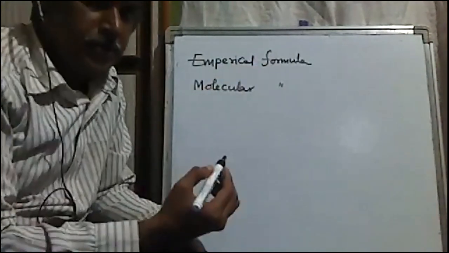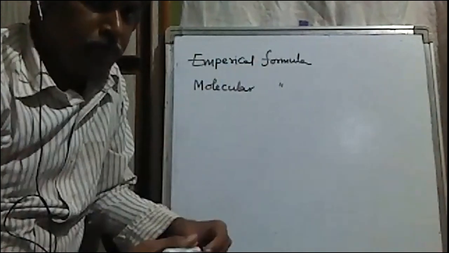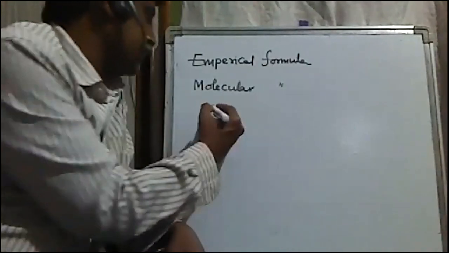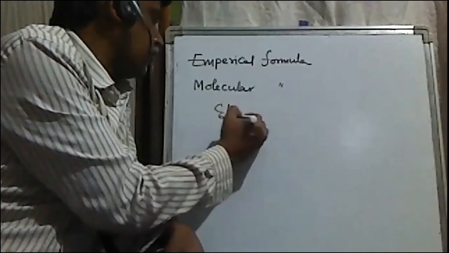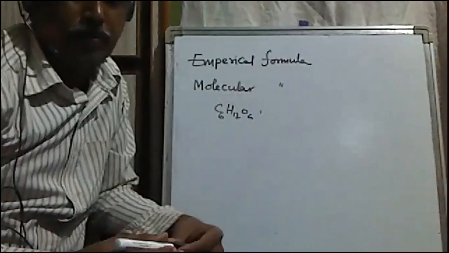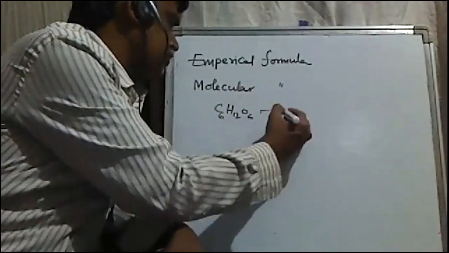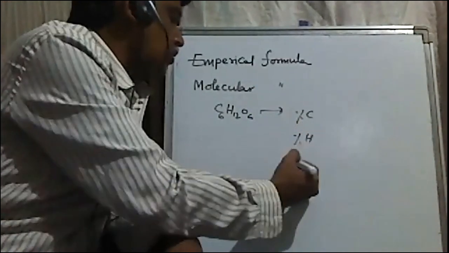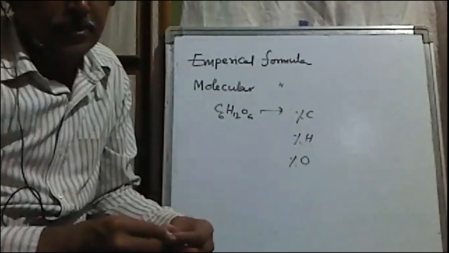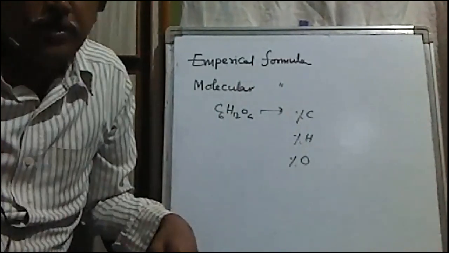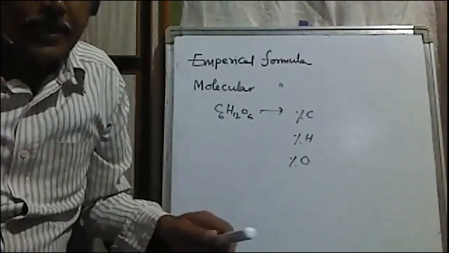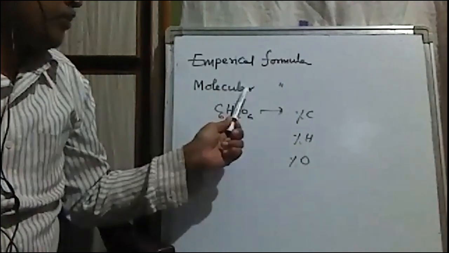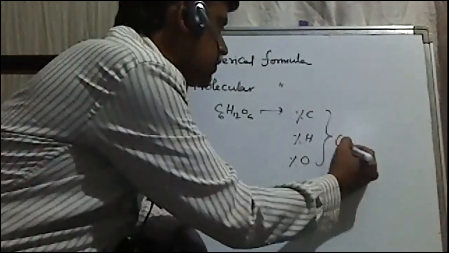In my previous video, I discussed how to determine the composition from the molecular formula. Suppose C6H12O6 is given. This is the molecular formula of a compound, glucose. Based on this molecular formula, we calculated its composition, that is, how much percentage of carbon, hydrogen and oxygen is there. Now, in this video, we are going to discuss how to determine the empirical formula and molecular formula from the composition.